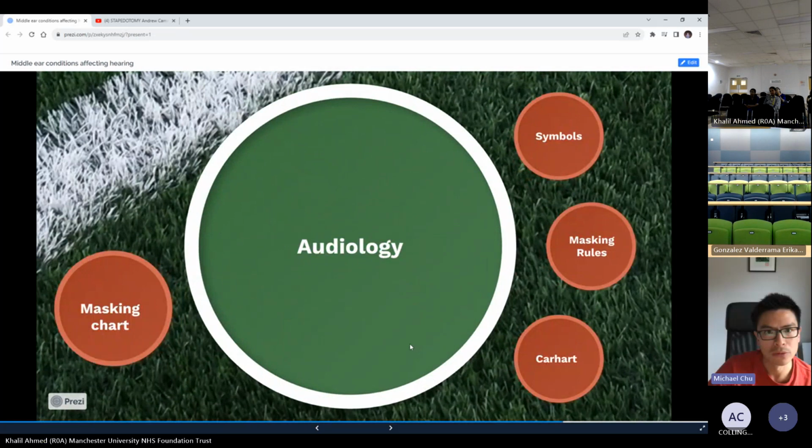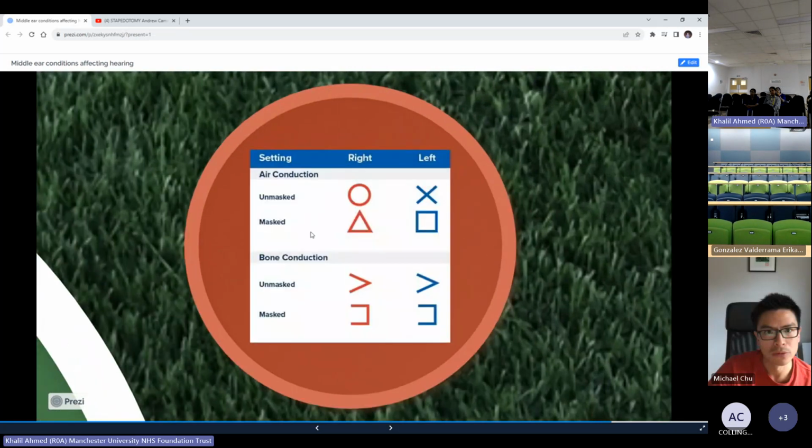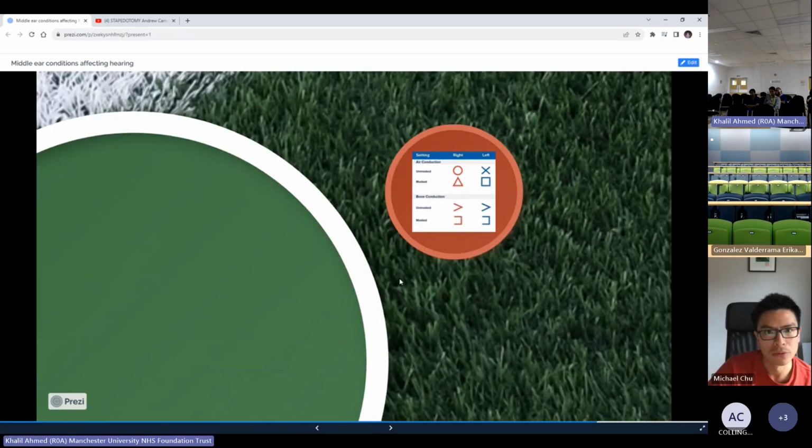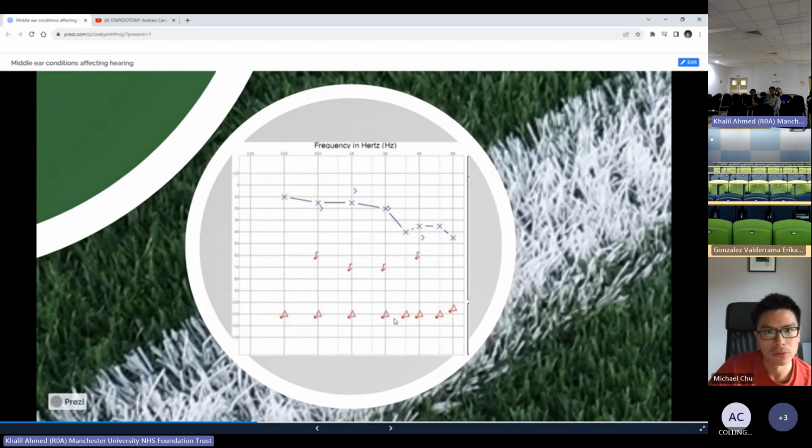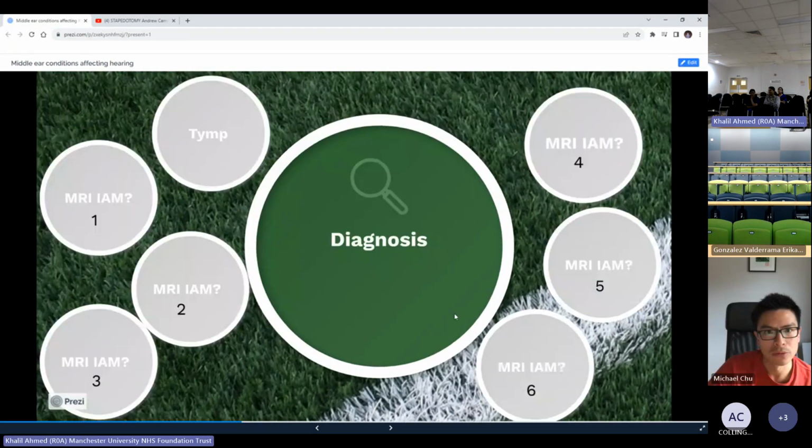How do you know about the symbols? Well, I disagree. We don't use this in Manchester. The triangle for us is unmasked bone, but in the rest of the world, it's a greater or less than sign. And basically, we do use unmasked and left and right. Okay. I made a terrible mistake on the last one. I got my left and right mixed up, didn't I? Sorry. That one, of course, is the right and that's the left. So apologies for that.